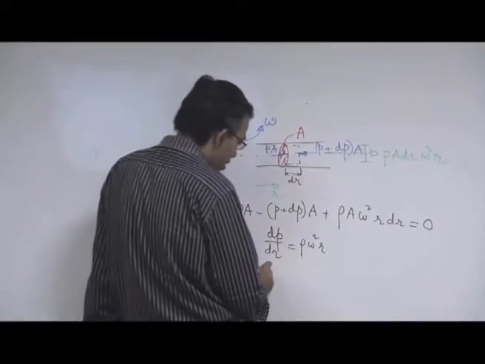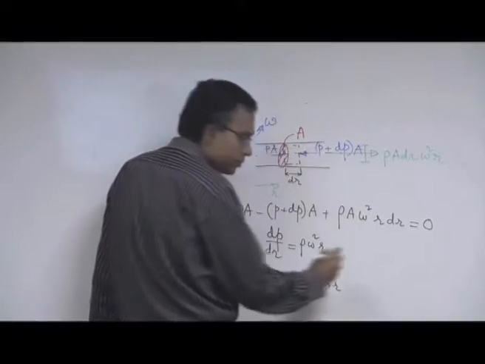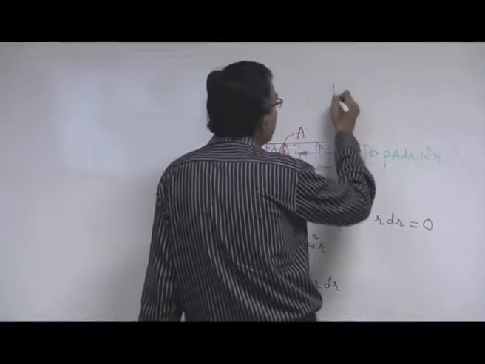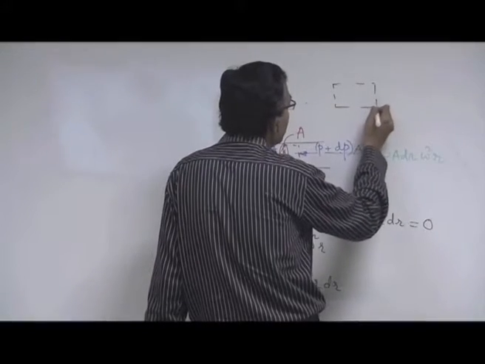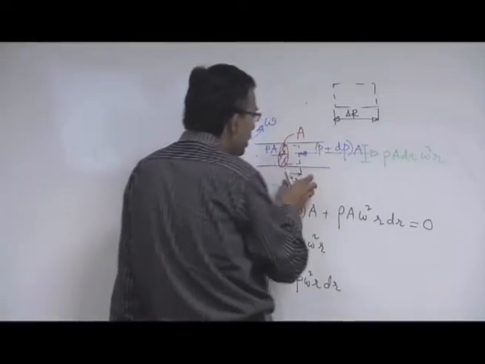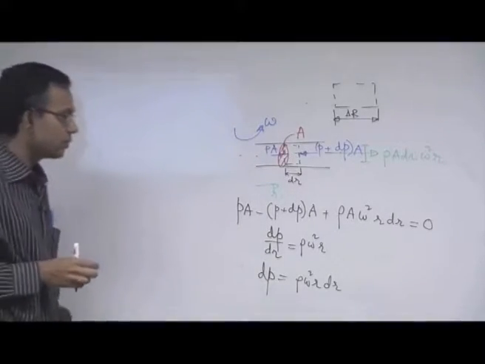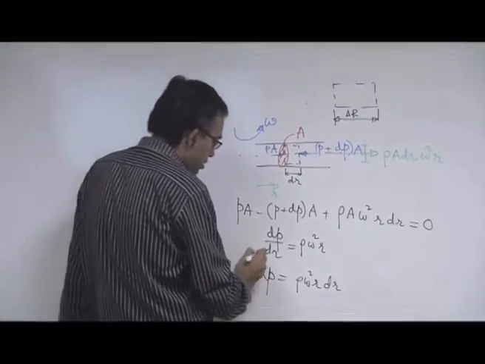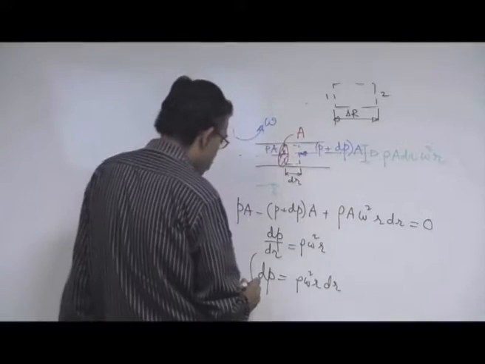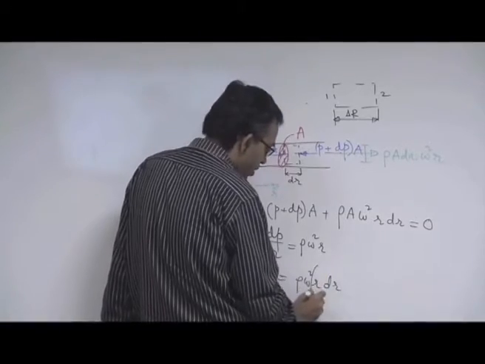So dP is equal to rho omega square r dr. Let us say that you are interested in a length of a capillary of finite dimension delta r, not an infinitesimally small dr, but some finite dimension delta r. So let us say that this is 1, this is 2. So from 1 to 2.